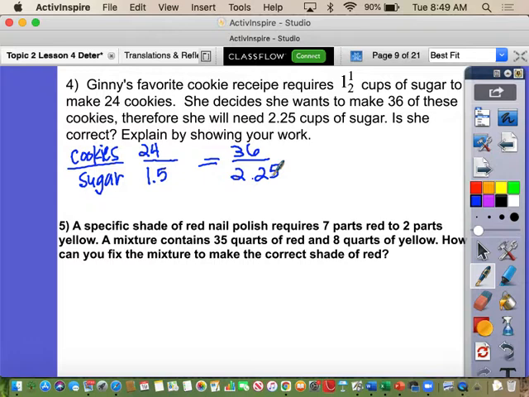So Carter, you found the unit rates for both of them? All right, so for 24 cookies and 1.5 cups of sugar, what was that unit rate? I said 16. So did you divide 24 by 1.5? Okay, so we would get 16 cookies per 1 cup of sugar, right? And then Carter, when you divided 36 by 2.25, what did you get? You got 16 again? All right, so 16 cookies per one cup of sugar.